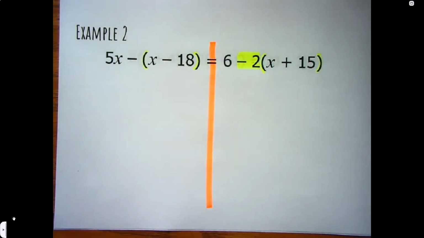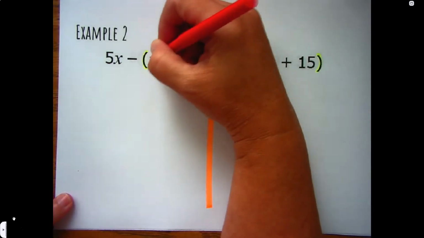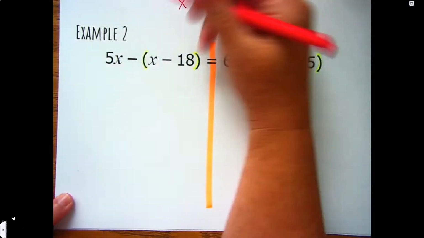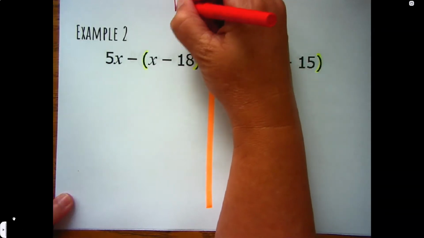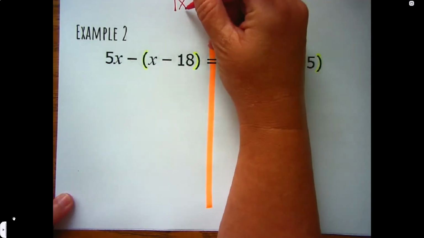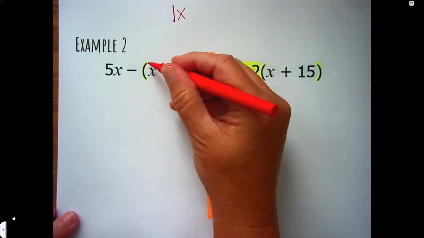So here's where I need to remind you about something. You all know that if you see an X, like this X right here, and there's no number sitting in front of it, that there's an invisible 1 there. So if I see just an X, that's really 1X. Ooh, I've got that off the screen. So that X right there is 1X.